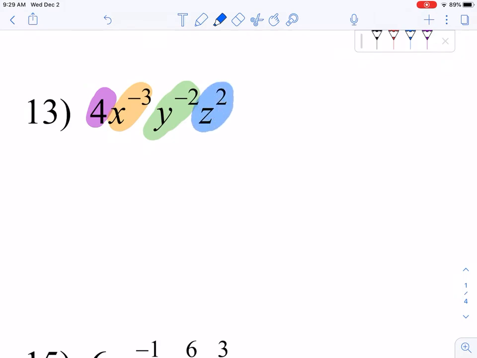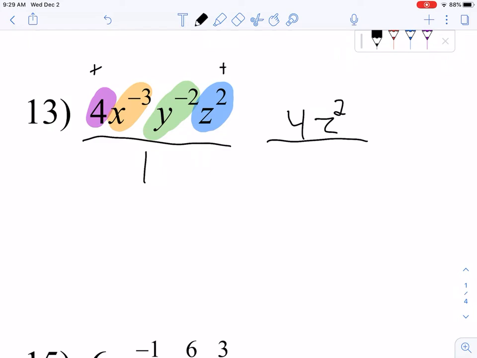So you see I have 4 different colors here for my 4 different terms. I have 2 colors that need to move. The 2 colors that need to move are my orange and my green. So my purple 4 can stay, and my blue z to the 2nd power can stay. Those are going to stay up top because they're both positive exponents. I have negative exponents on my x and y, which means they need to move downstairs. So now this is going to be x to the positive 3, y to the positive 2. They're happy now.